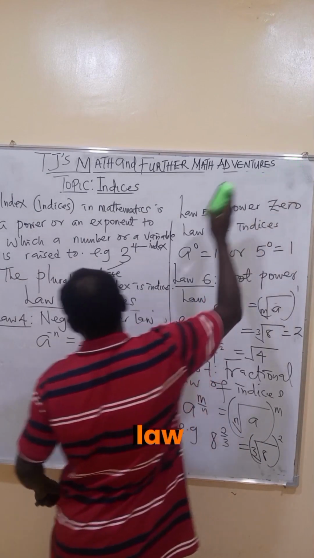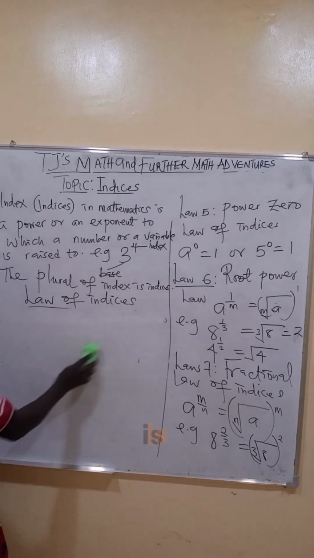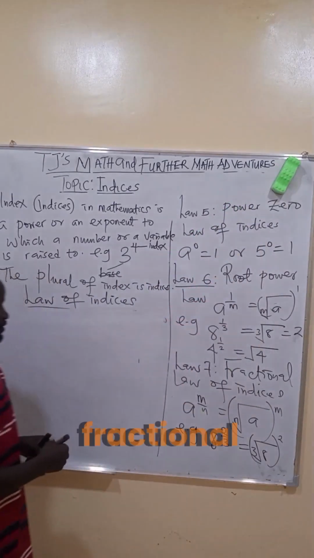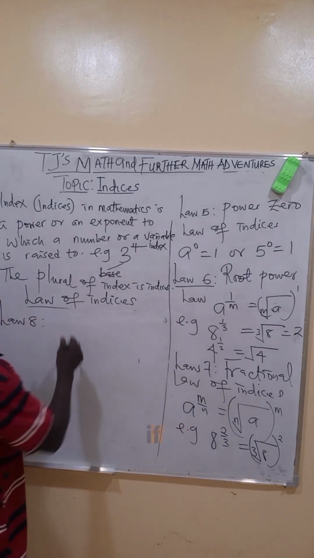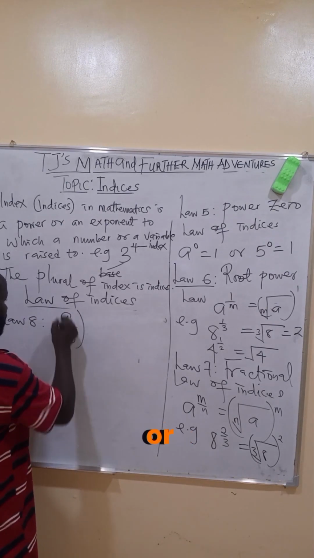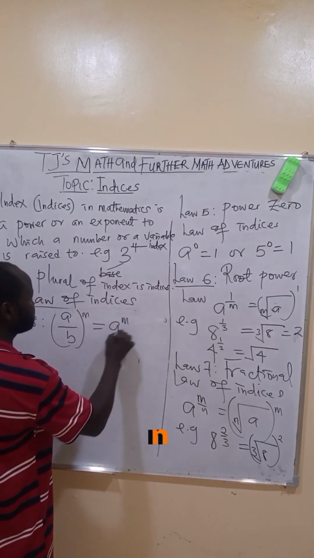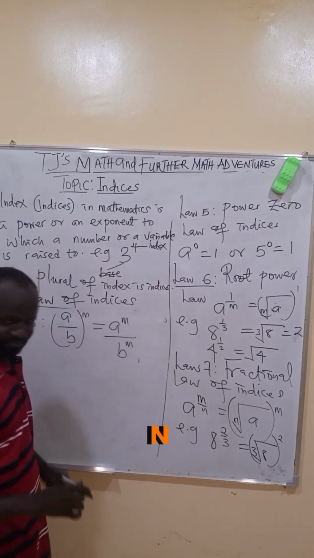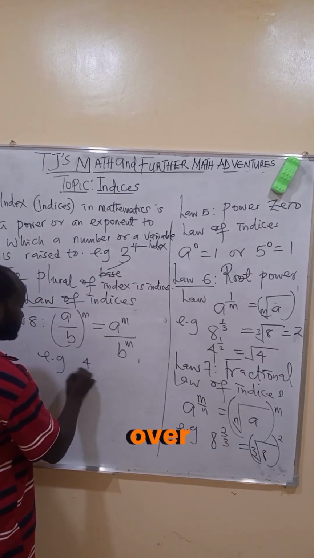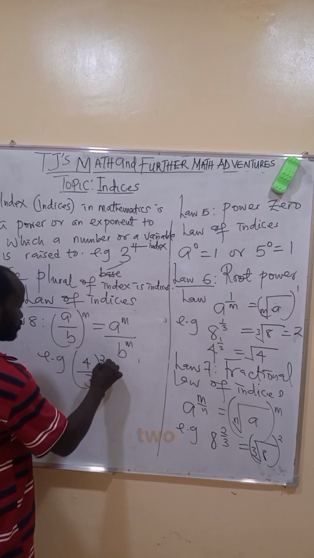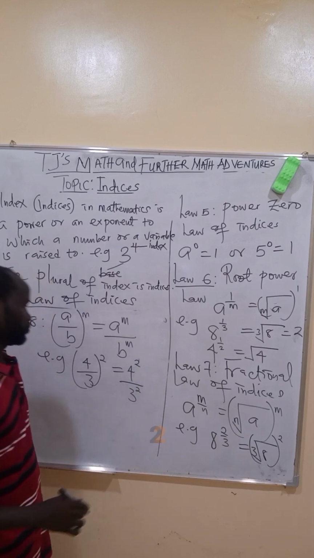After this fractional law, let's look at other laws of indices that will take us to law 8. If we have A over B all in power m, this will be A power m divided by B power m. E.g., let's say we have 4 over 3 all in power 2. This will be 4 power 2 divided by 3 power 2.